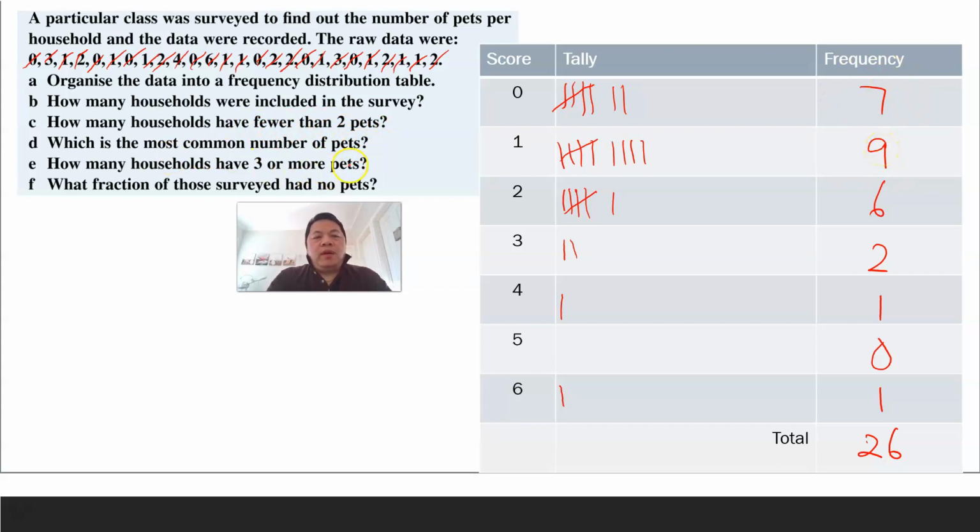Then which is the most common number of pets? We are looking at the mode, which is 9. And then how many homes have 3 or more pets? These are the families with 3 or more pets, so there are 4 families. And what fraction of those surveyed had no pets? 7 families without pets, 7 out of 26 of them. So got it? That's how you come up with the frequency distribution table.